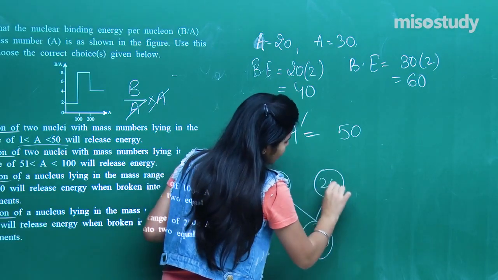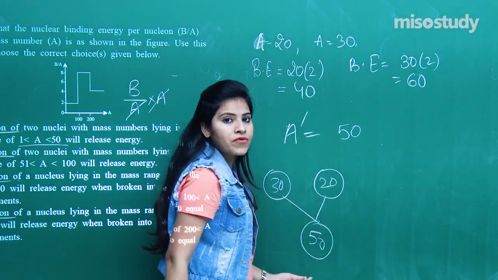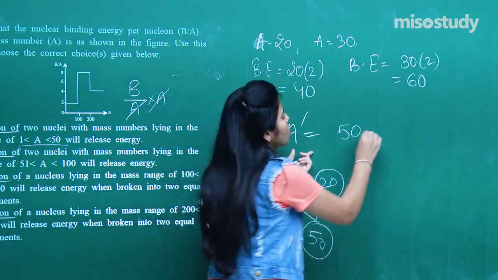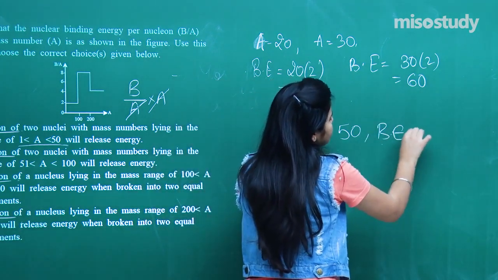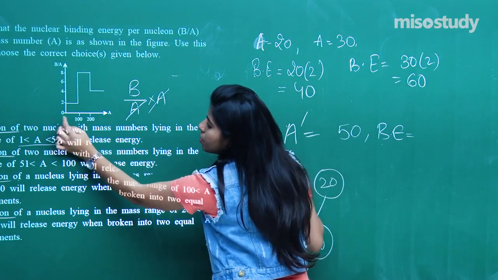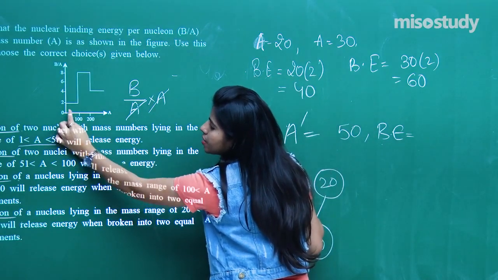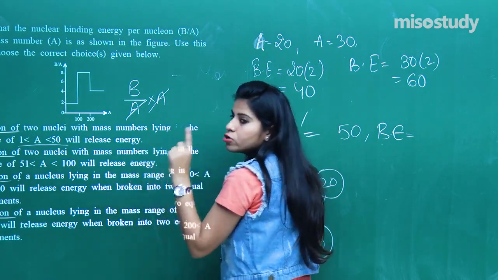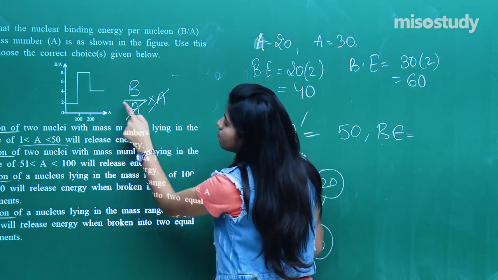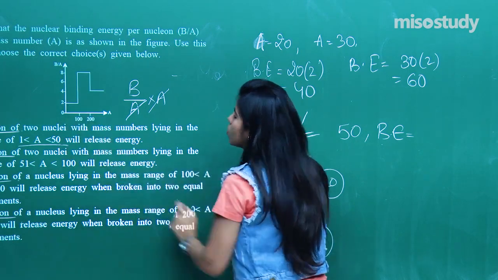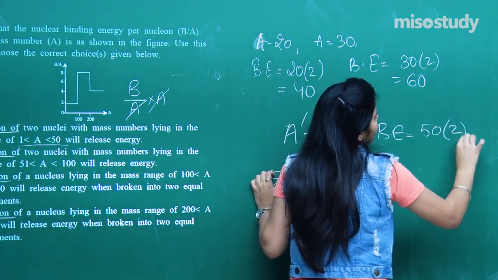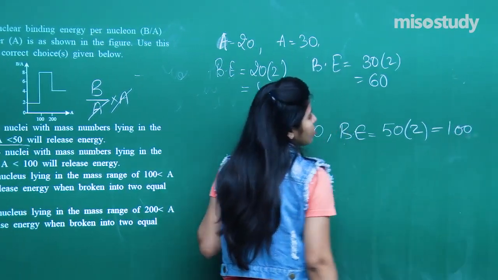It is 30, it is 20, so it must be 50. So that means now your mass number is 50. So the binding energy should be what? Because again the mass number which is 50 is having binding energy per nucleon as 2. To find out the binding energy, multiply this mass number with 2. So we are having our mass number as 50, multiply it with 2 and you are having 100.